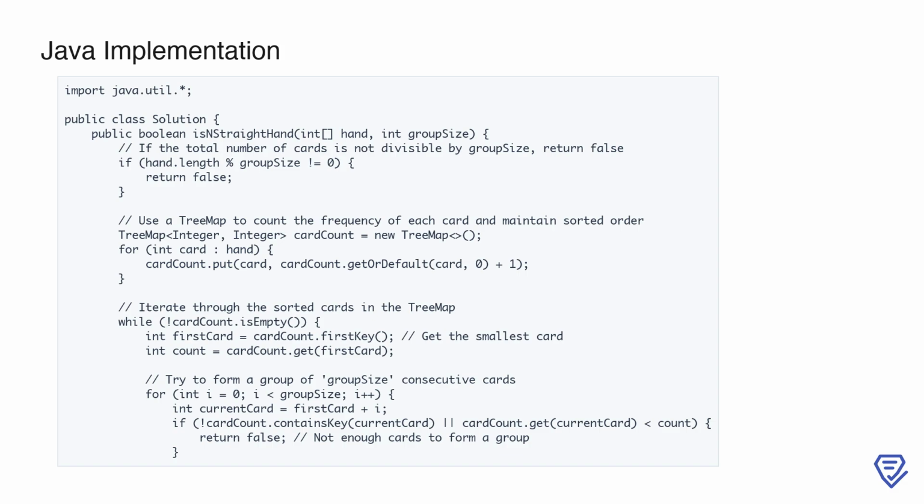Using a while loop, we continue until all cards are grouped or we determine that it's not possible. Inside the loop, we retrieve the smallest card in the map using first key. This card will be the starting point for attempting to form a group of group size. The count variable represents how many of this smallest card are currently available. To form a valid group, we iterate over the next group size consecutive cards, starting from the smallest card.